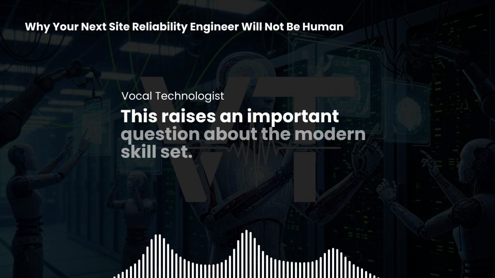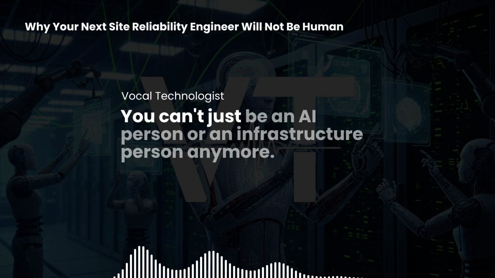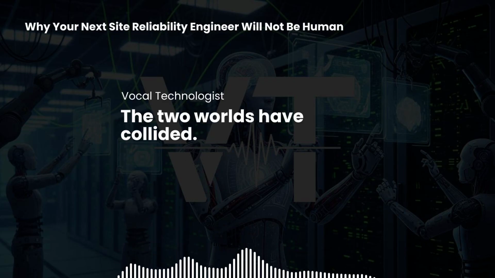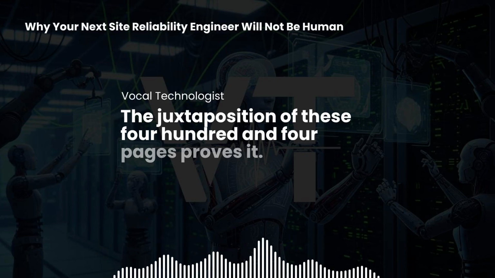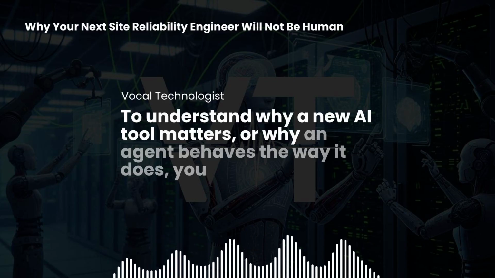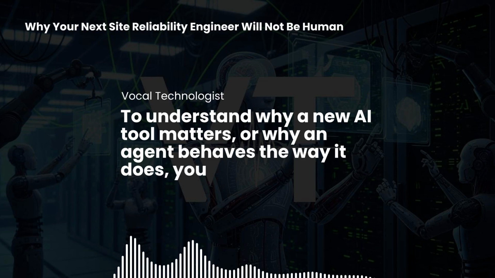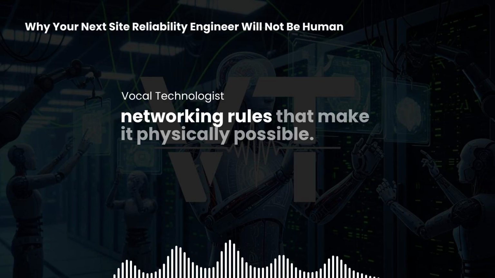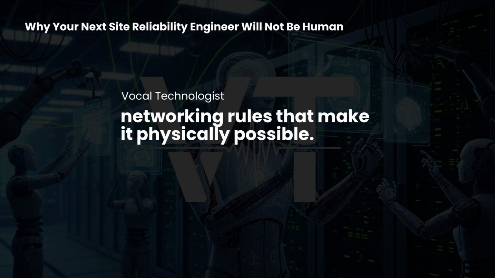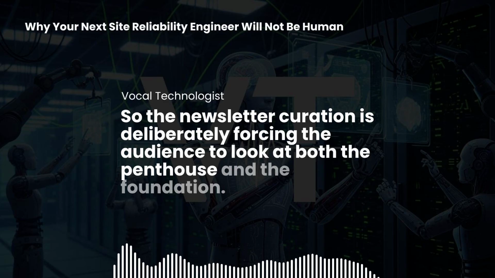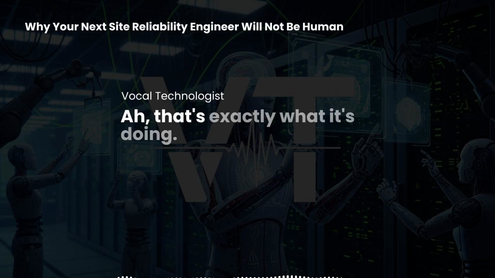Precisely. This raises an important question about the modern skill set. You can't just be an AI person or an infrastructure person anymore. The two worlds have collided. The juxtaposition of these 404 pages proves it. To understand why a new AI tool matters, or why an agent behaves the way it does, you have to understand the massive data centers, the ingestion pipelines, and the distributed networking rules that make it physically possible. So the newsletter curation is deliberately forcing the audience to look at both the penthouse and the foundation. That's exactly what it's doing.